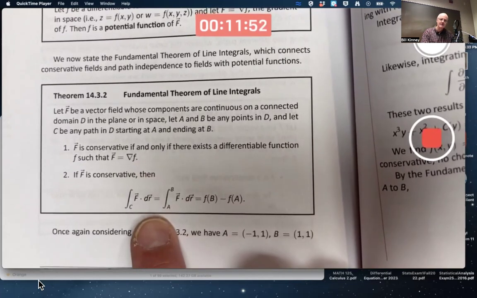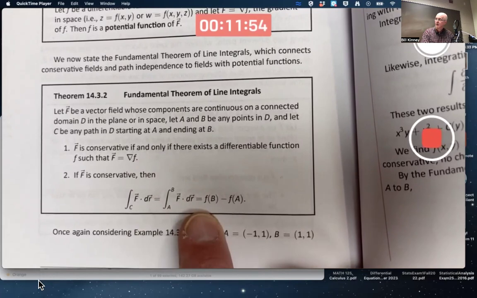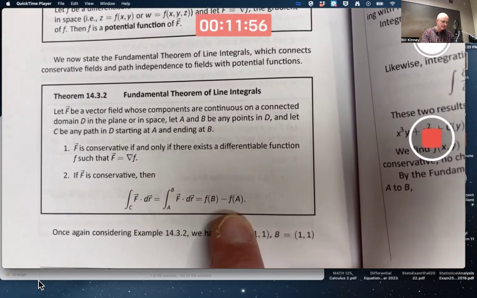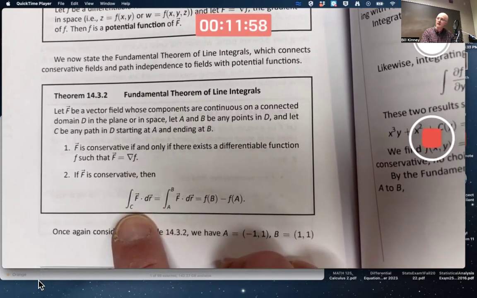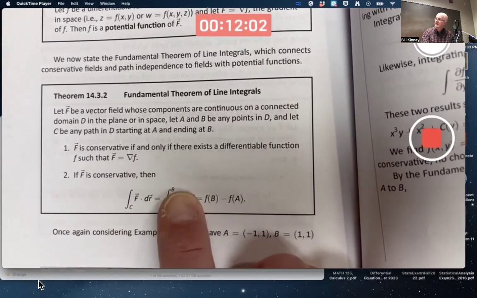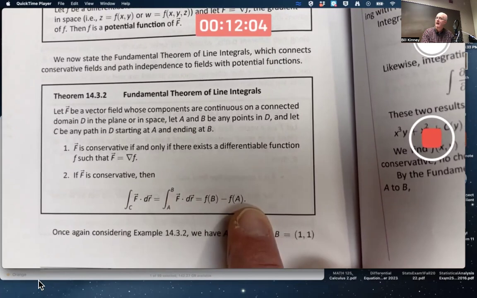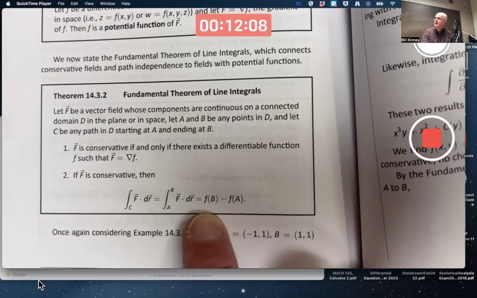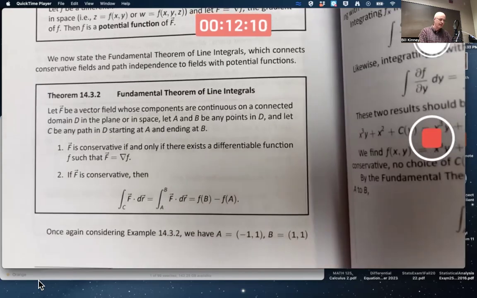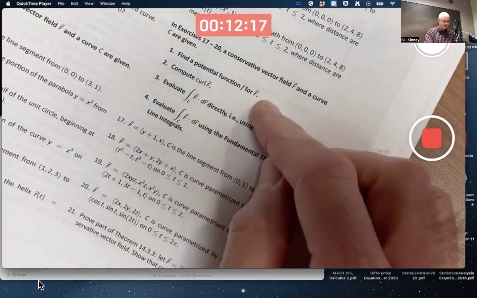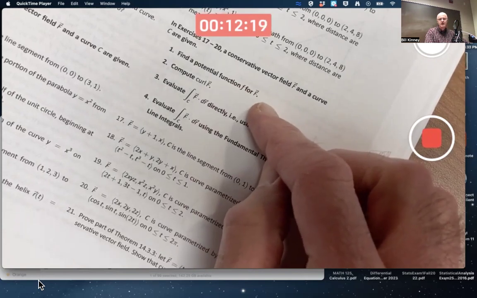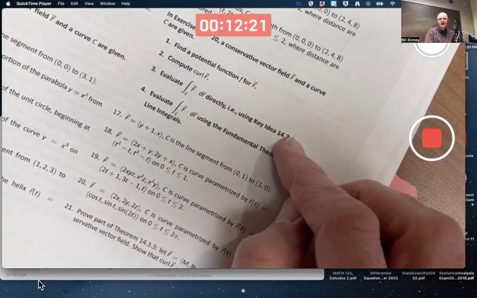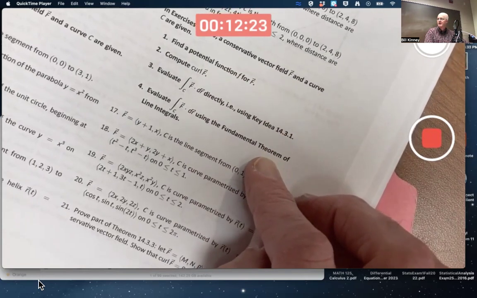It also means when you do a line integral for it, it's independent of path. You don't need to worry about what the curve itself is, just the starting point and the ending point. And to evaluate the line integral, you don't have to use a parameterization. You can just plug in the points into the potential function. We've done parts A and B, found the potential function, find the curve. Part C, evaluate the integral directly. Part D, use the theorem.